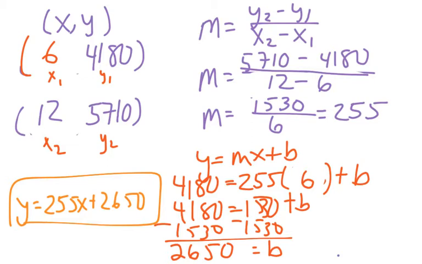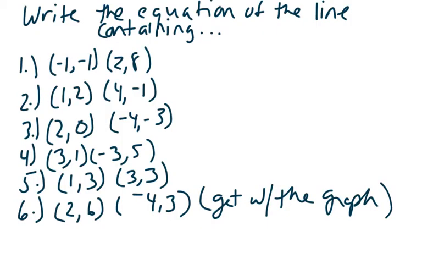So we're running really short on time, so I'm not going to spend a lot of time explaining the practice problems. I'm just going to put them up there so that you can pause them and we can use the remaining time in the session to go over them. Okay, so just 6 practice problems. Write the equation of the line containing (-1, -1) and (2, 8); (1, 2) and (4, -1); (2, 0) and (-4, -3); (3, 1) and (-3, 5); (1, 3) and (3, 3). And then for number 6, I want you to try to do it with the graph only and not use the algebra to back you up on the equations. So pause the video, work those problems out, and then unpause to check your work.